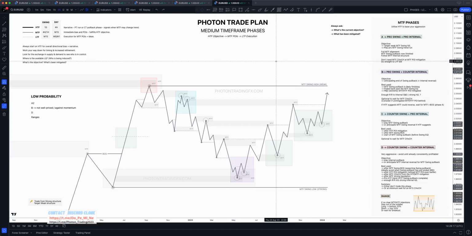Now let's just go look at a couple examples of what typically, not always, but typically are these lower probability setups.